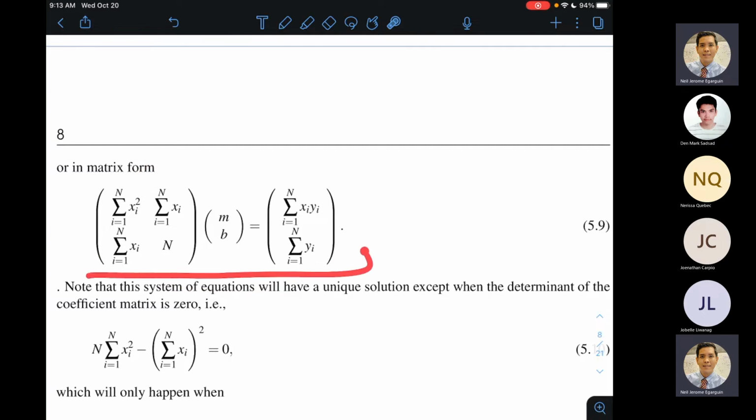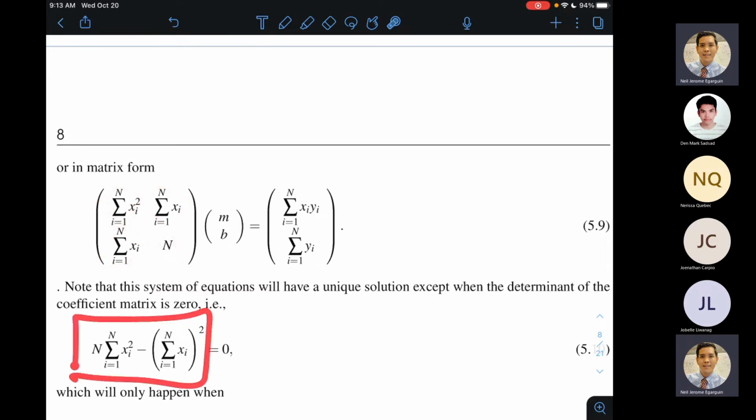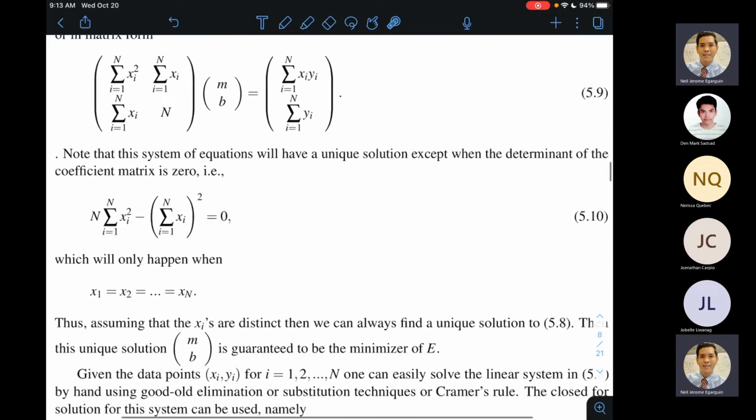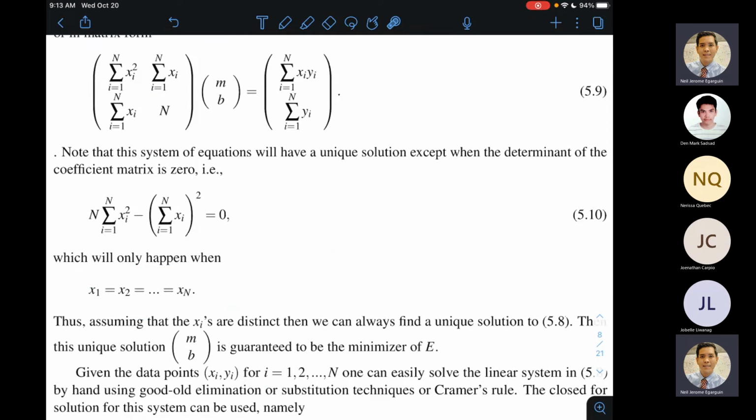And we know that the system in matrix form will have a unique solution whenever the determinant of the coefficient matrix is not equal to 0. Right? Kakaroon tayo ng unique solution kapag ang determinant nito ay hindi equal kay 0. Pero ang determinant nito, if you remember, product na pababa minus product ng pataas. So ito yung determinant ng coefficient matrix. And this guy will be equal to 0 if and only if yung mga x sub i's are equal sa isa't isa. Hindi na natin siya i-prove, pero that's the only way that equation 5.10 will hold. Kapag yung mga x sub i's ay lahat equal to each other.